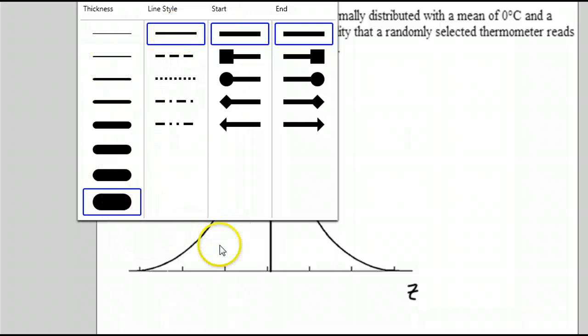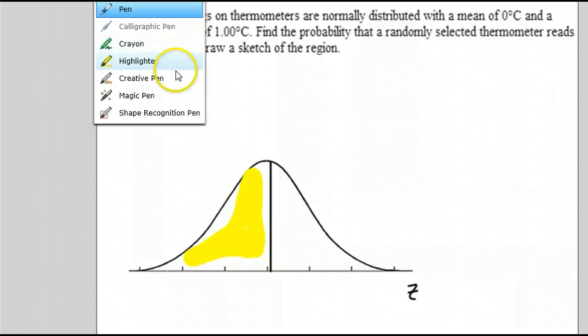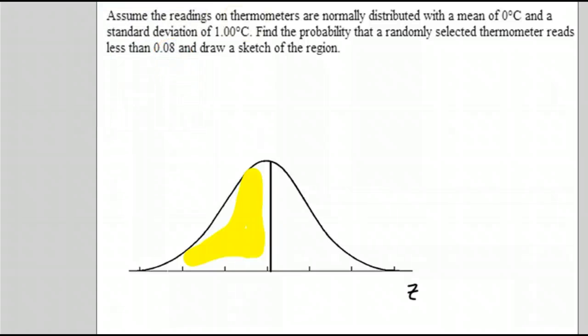I'm shading back in this direction, and I'm going all the way down into the tail down here. So all the way down back into the tail. Alright, that's what I'm looking for. I'm looking for this area. Remember, area is probability in this section.